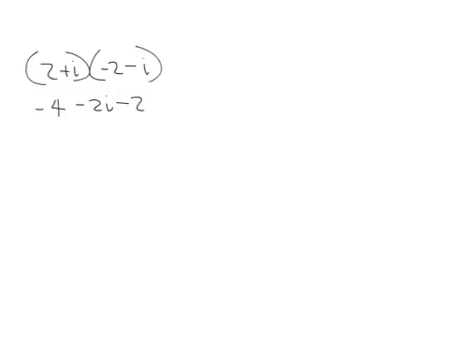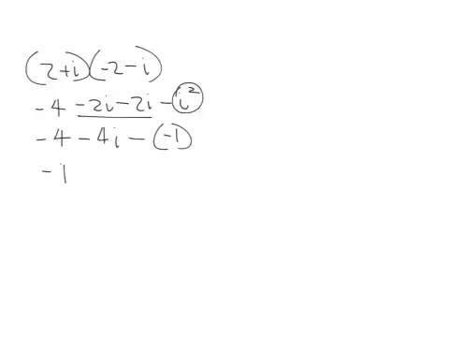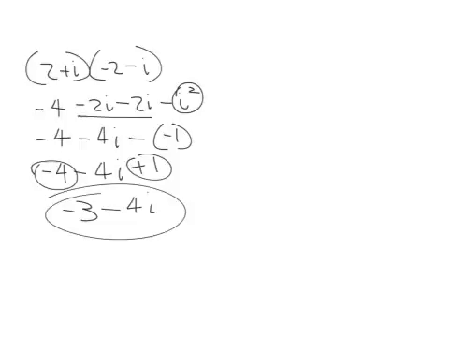Okay, C is 2 plus i, and then we're going to multiply that by -2 minus i. So let's do the first. Let's do the outside. Let's do the inside. And let's do the last. Okay, that is going to give me -4 minus 4i minus -1, because i squared is -1, plus 1. So this and this is going to give me -3 minus 4i. And we'll call that good.